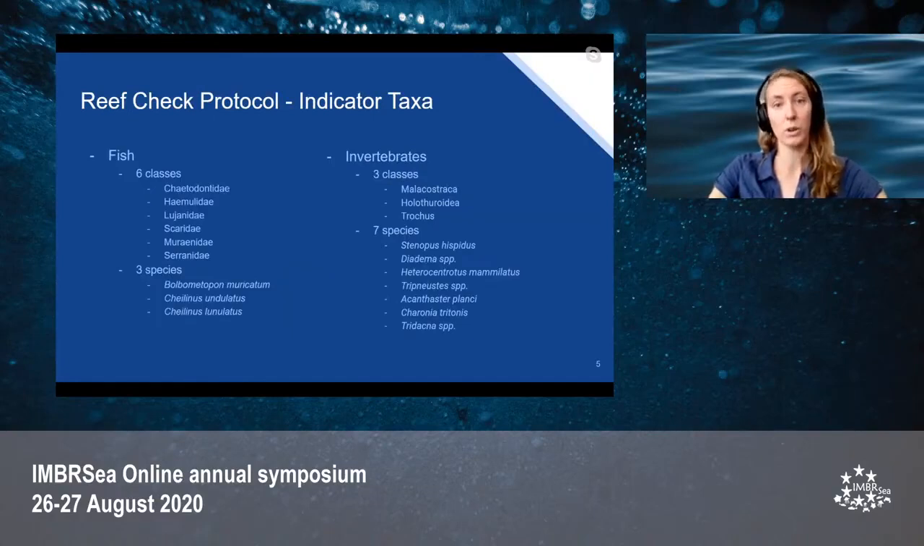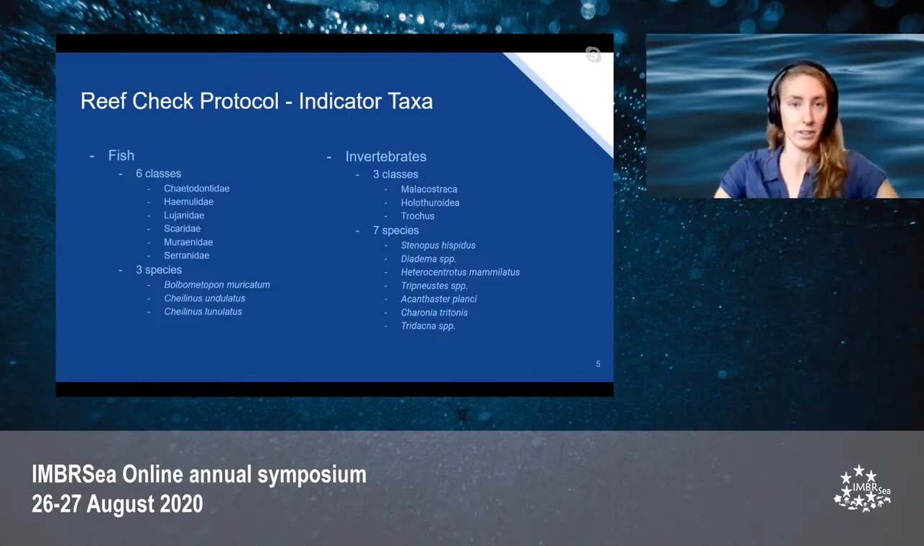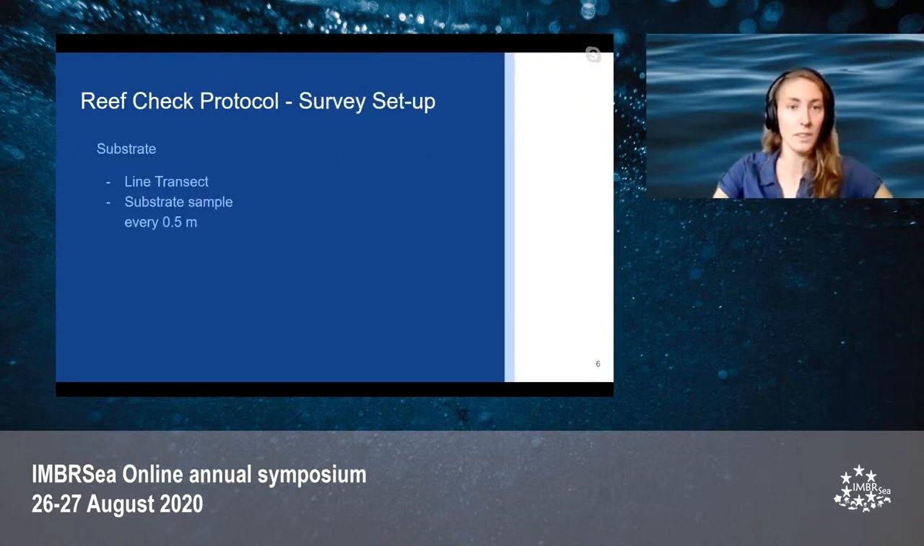Not all organisms that were filmed were counted, but only indicator taxa from the Reef Check Protocol. So for the fish, they count 6 classes and additionally 3 species, and for invertebrates, they count 3 classes and 7 species, and the substrate is categorized in different categories. And the divers noted their observations in the field then on waterproof field slates.